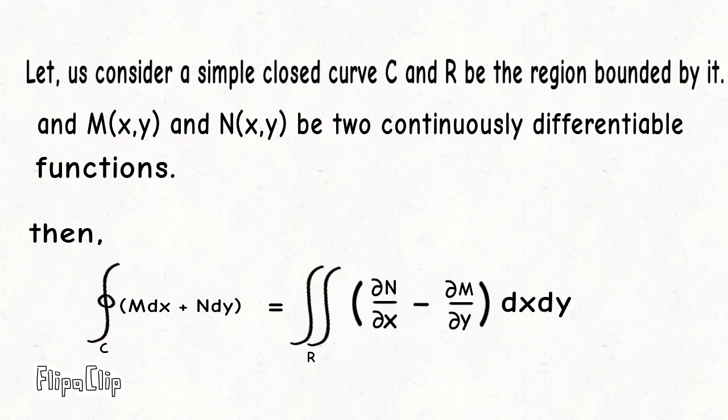Statement. Let R be the region enclosed by a simple closed curve C. M and N be continuously differentiable functions of x and y. Then, the line integral along the closed curve C of M dx plus N dy equals the double integral over the region R of ∂N/∂x minus ∂M/∂y dx dy.